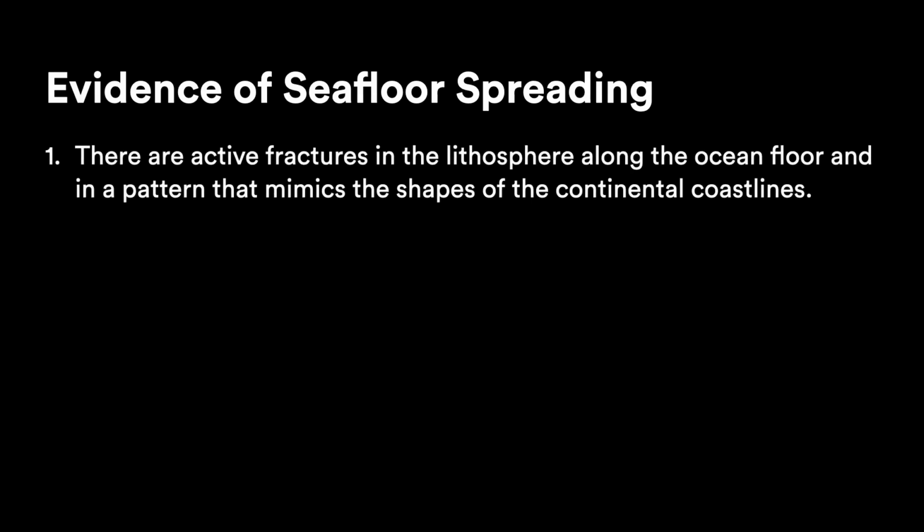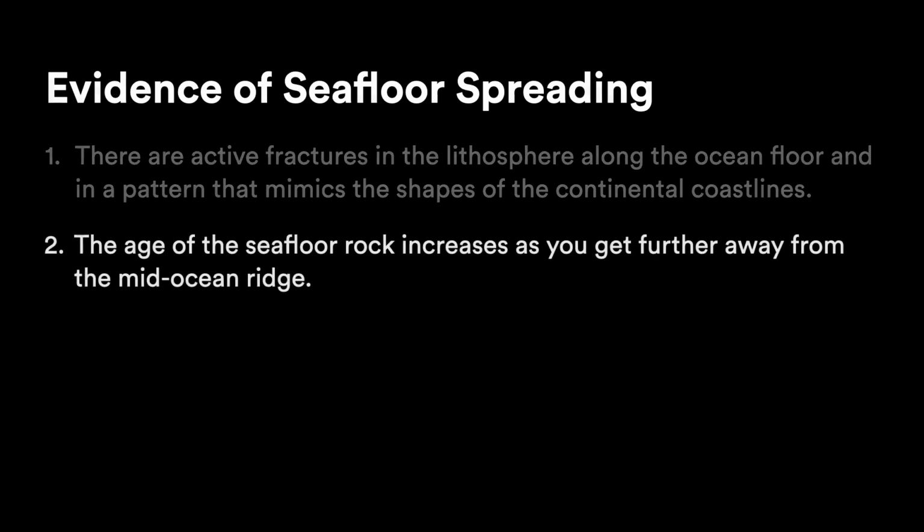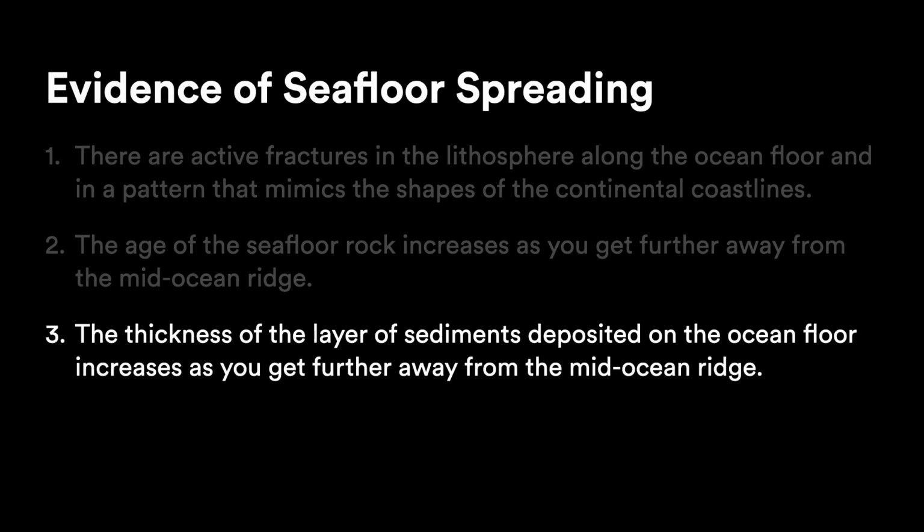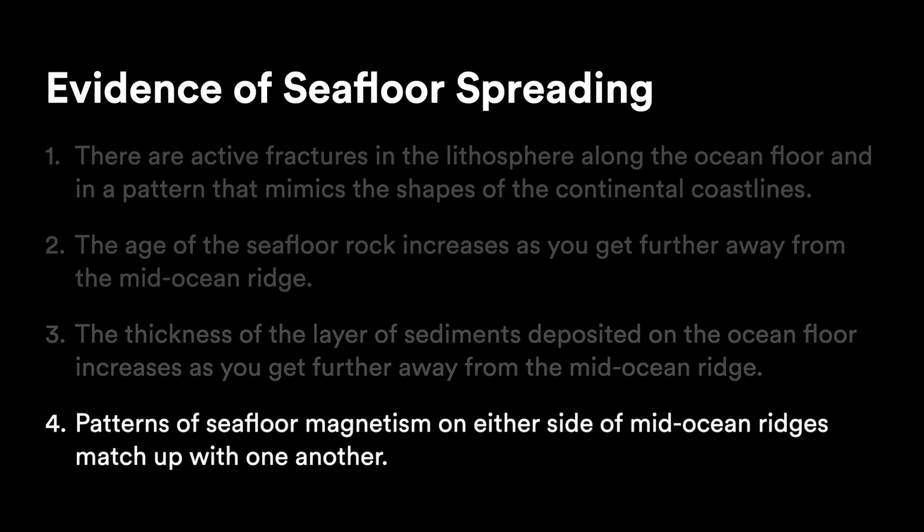Number 1. There are active fractures in the lithosphere along the ocean floor in a pattern that mimics the shapes of the continental coastlines. Number 2, the age of the rock of the seafloor increases as you get further away from the mid-ocean ridge. Number 3, the thickness of the layer of sediments deposited on the ocean floor increases as you get further away from the mid-ocean ridge. And finally, number 4, patterns of seafloor magnetism on either side of the ridge match up with one another.